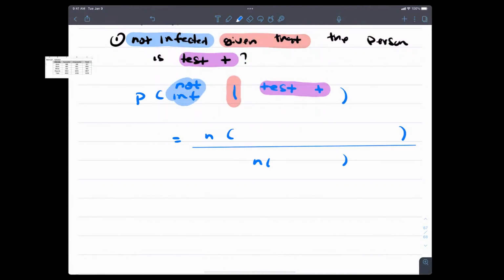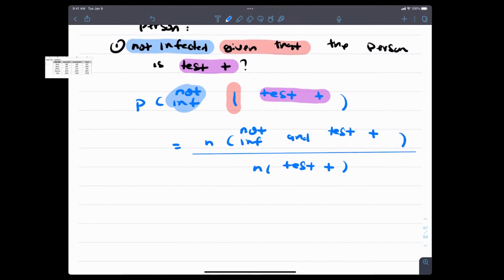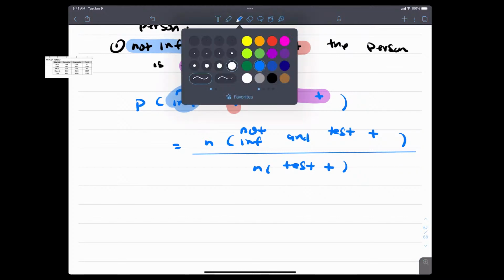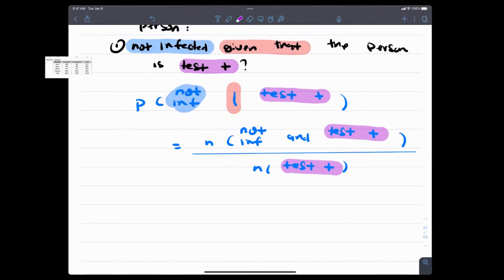I apologize, ladies and gentlemen. Okay. The number who are not infected and test positive, over the total who tested positive. This is what they're asking. All right, so we have to look at the table. How many people test positive, and of the ones who test positive, how many are actually not infected? This is a conditional probability definition we were learning today.